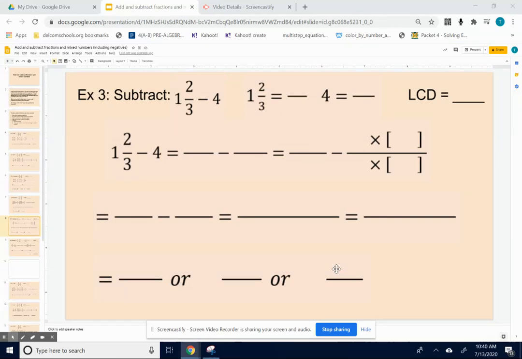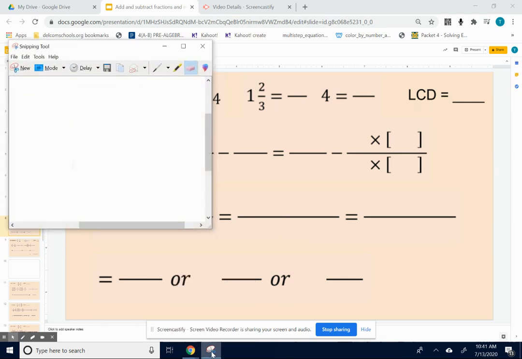Okay, example 3: 1 and 2/3 minus 4. Okay, first thing we want to do when we add or subtract fractions is make sure they really are both fractions. Okay, and so far they've all been fractions, but these two numbers are not fractions. Okay, 1 and 2/3. Remind you of something? We talked about this earlier.